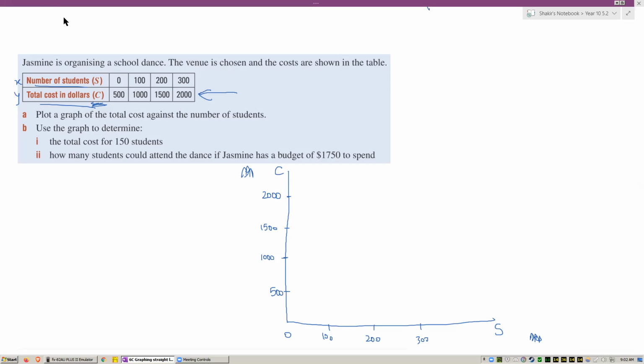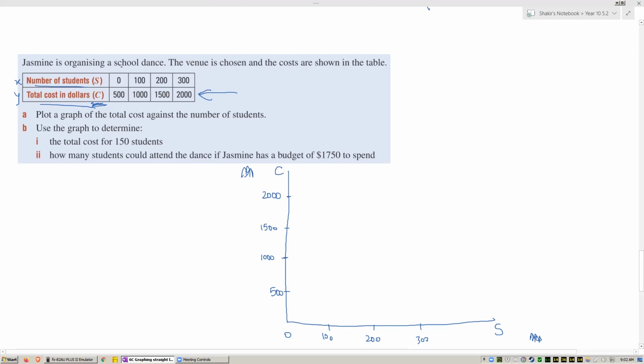Okay, now using a red pen. You should also use a red pen when you do your own working. Let's plot those in. We look at the first column. When S is 0, C is 500. I put a dot there. Okay, these you can think of as coordinates. They literally are coordinates. 100, 1,000. And that's what they're telling you.